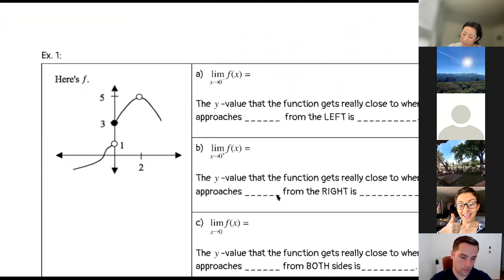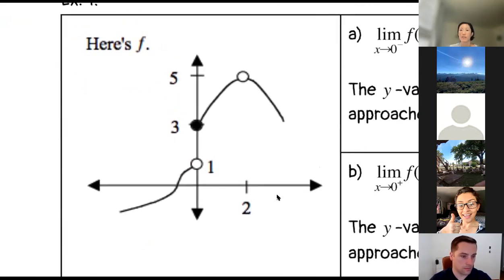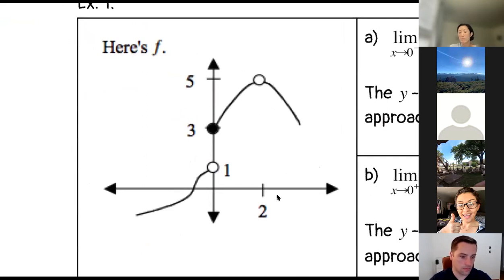Okay, so let's take a look at this particular graph right here. Just looking at the graph before we even look at the actual questions, what might be some x values that are interesting for us to think about? X equals 0 seems to be the most interesting. X equals 0 and x equals 2. Yeah, because at x equals 0, there's some sort of weird thing happening here. And then at x equals 2, there's also a weird thing happening.